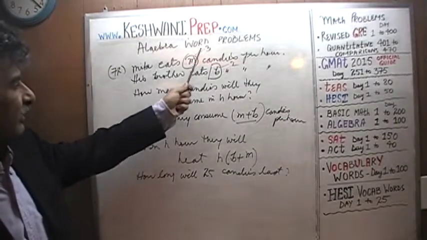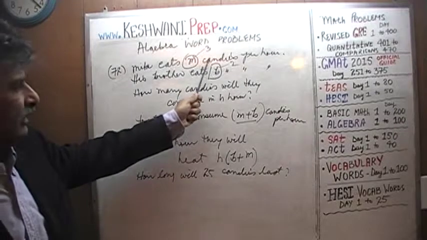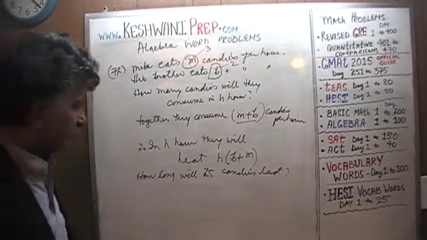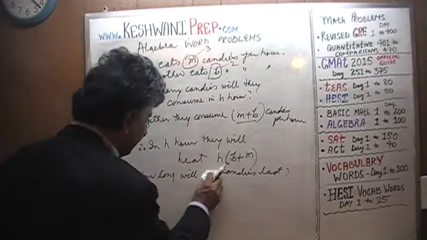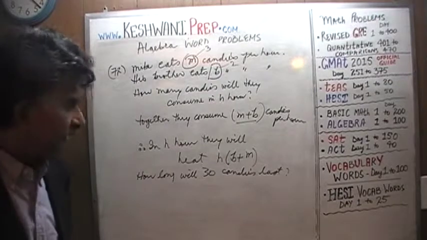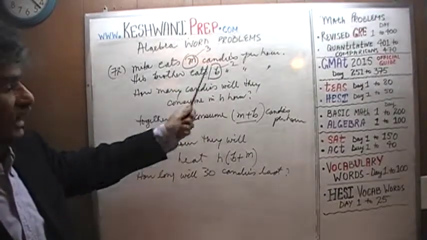How long will 25 candies last? By plugging in 3 for m and 2 for b, that's 5. They're eating 5 candies per hour. If they're eating 5 candies per hour, how long will 25 candies last? 25 candies will last 5 hours. Again, because I'm getting 5 and 5, let's use 30 candies. 30 candies will last 6 hours because they are eating 5 candies per hour.